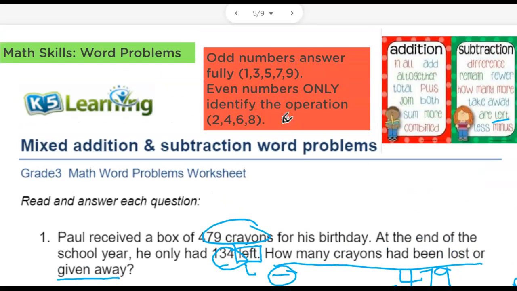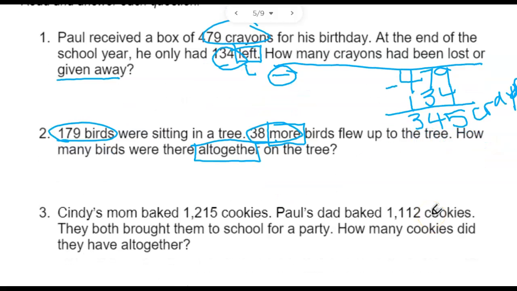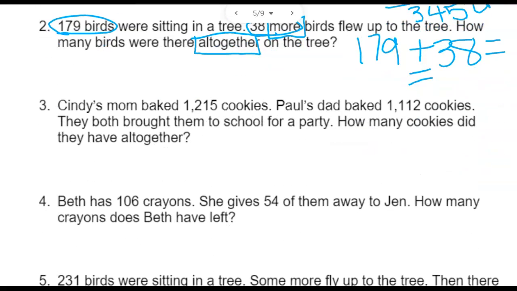I'll look back up in my diagram, and all together is an addition word because I'm adding these two birds together that are in the tree. So that makes sense. I'll write out my problem. 179 plus 38. And that's all I'm going to do. So I'm showing that it is an addition problem. And we're going to keep on going. I could write addition right here. Pause the video if you need to catch up.